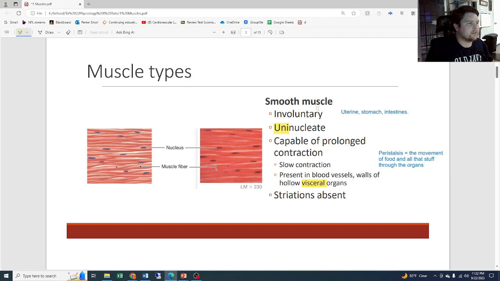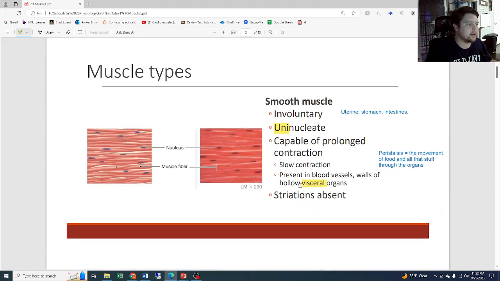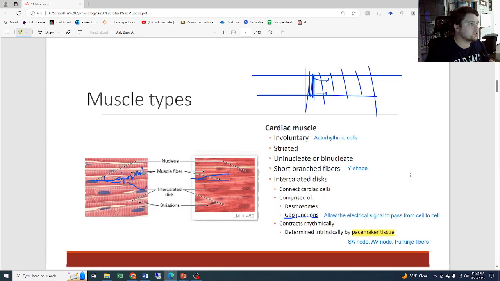So you want to remember involuntary. They are uninuclear compared to multinucleated. They have slow, prolonged contraction, and they do not have striations. This is just a little note: we'll talk about something called peristalsis, and this is the movement of food and all that other stuff through the different organs.